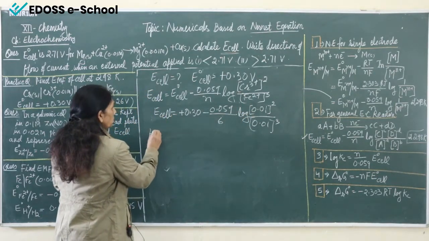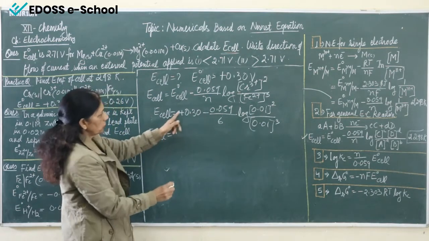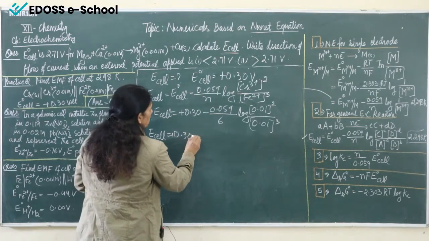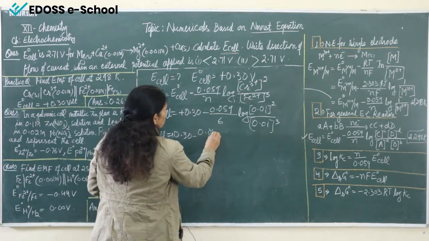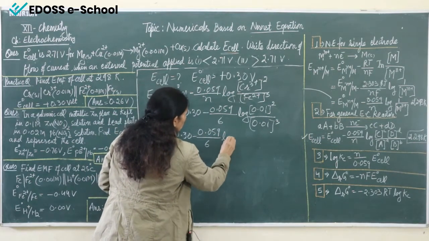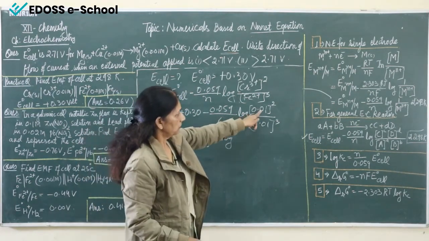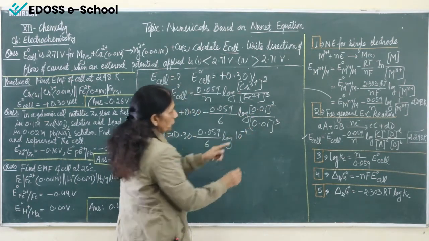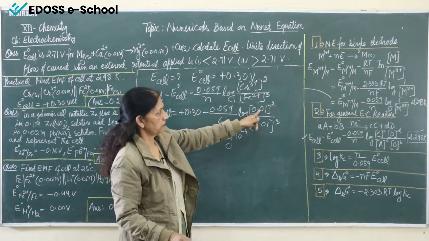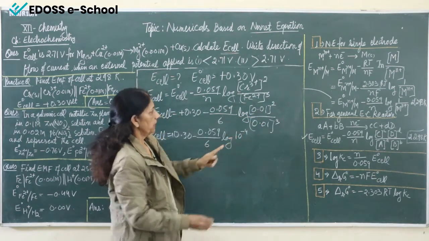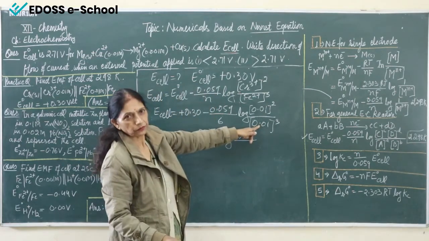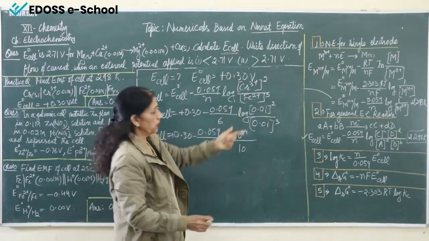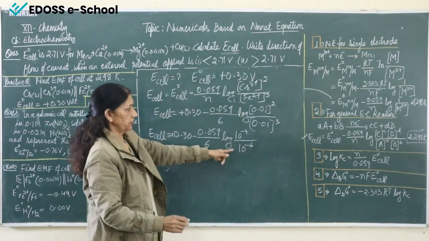Now same way we have to do it. Now see here, E of the cell is equal to 0.30, plus we have to put a sign here, minus 0.059 upon 6 and log. Now see here, this is squared, so this will be 10 raised to power minus 4, because 2 times it is coming. So 1, 2, 3 and 4, and upon this is coming 3 times, so this will be 10 raised to power minus 2, minus 4 and minus 6. So this will be minus 6.